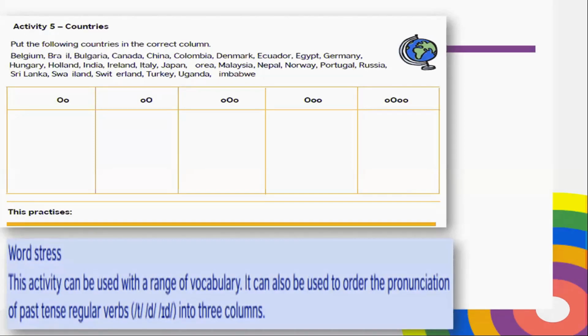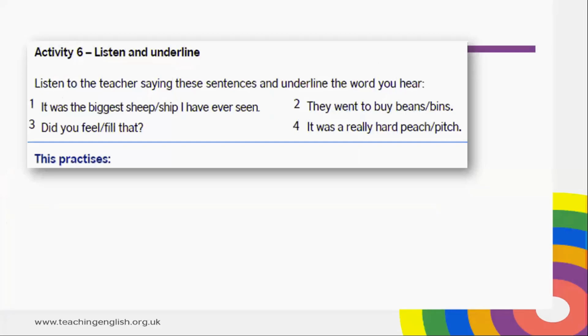And we can do the same with our students because this is a confusing point for them. After that, we have listen and underline, and this is widely used in primary stage. When we read a sentence like it was the biggest, tell me either it would be the first or the second word that we would underline. It was the biggest ship I have ever seen. The first or the second?